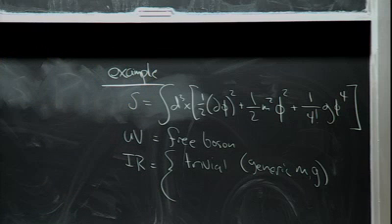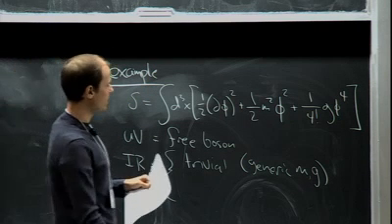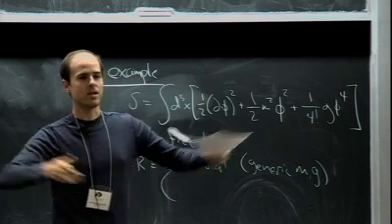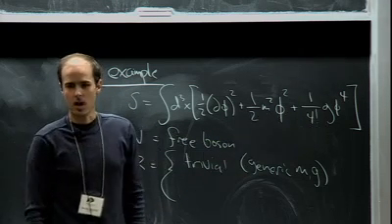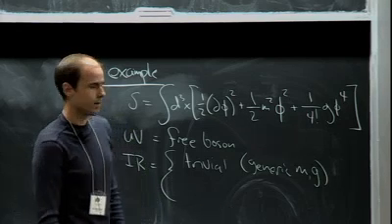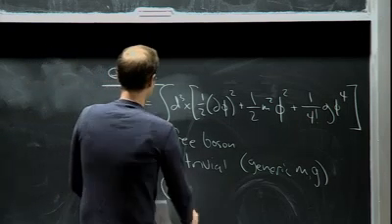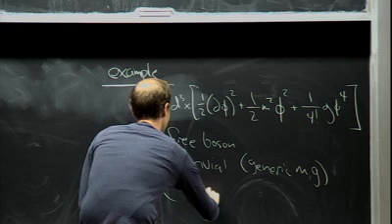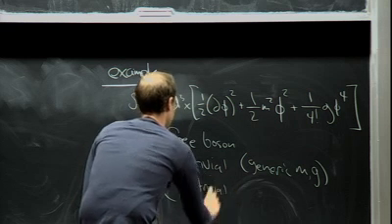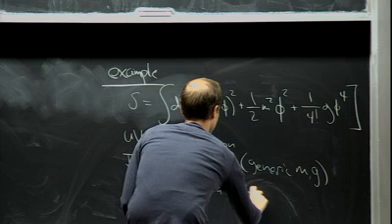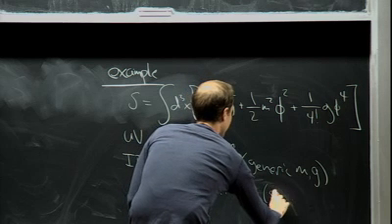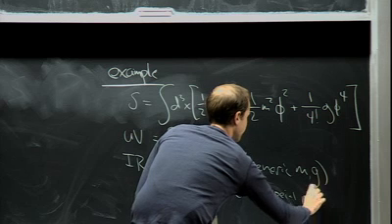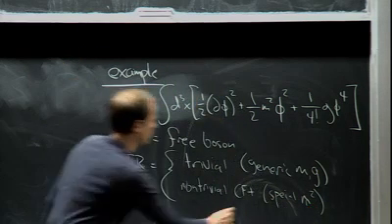By trivial CFT, I mean it's a massive theory. So the particles have masses, and if you keep zooming out to farther and farther distances, you should integrate those out as well, and you're left with nothing. But there's something more interesting that can happen, which is you can get a non-trivial CFT for some special value of m squared.